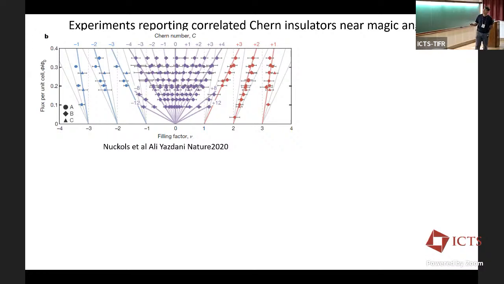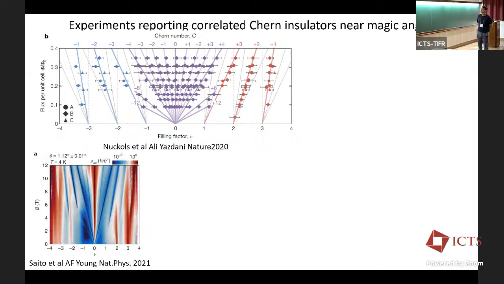In this experiment, the dots which they are showing correspond to the gaps as observed in the scanning tunneling microscopy. Now, they're not the only ones to observe this. This was seen quite universally. This is the data from Andrea Young's group.